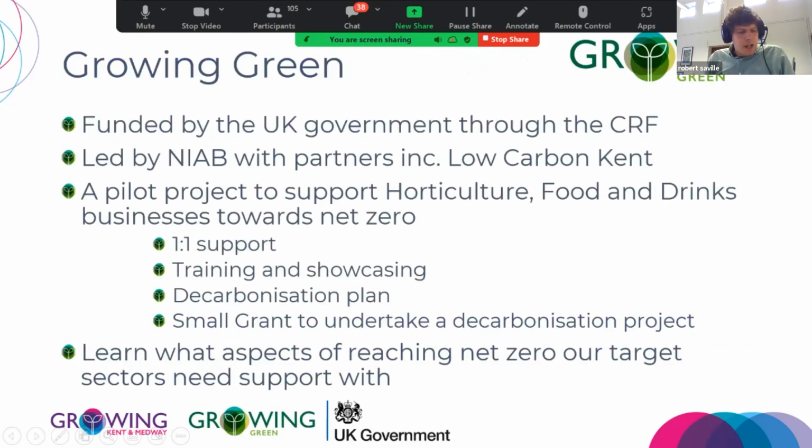Okay, moving on. So another way Growing Kent and Medway is supporting our target sectors to be more sustainable is through the Growing Green programme. So the Growing Green programme was funded through the Community Renewal Fund. It was led by NIAB, with a number of partners, including Low Carbon Kent, which is Kent County Council's sustainability team.